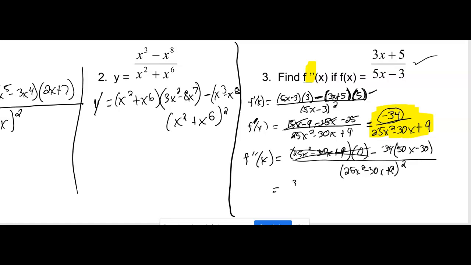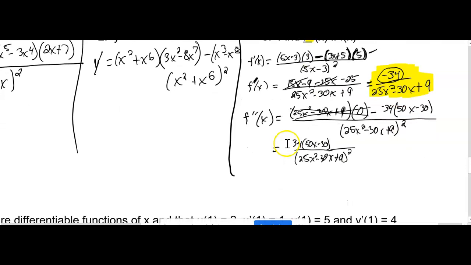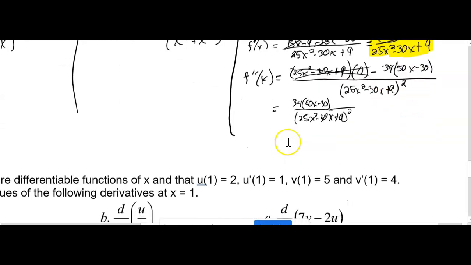Don't worry too much about simplifying. We're not concerned about that right now. So we end up with a positive 34 times that 50x minus 30. And then all divided by the 25x squared minus 30x plus 9 quantity squared. Don't square out that trinomial. That will also keep you busy for a while. All right. So those are our four big rules that we start with and that you'll see all year. So you want to have a pretty good handle on those.